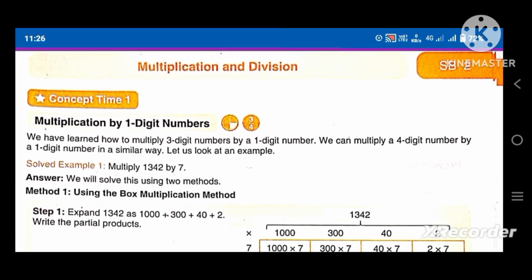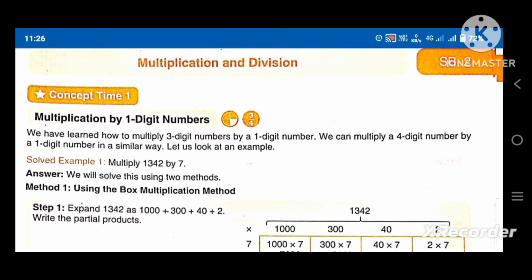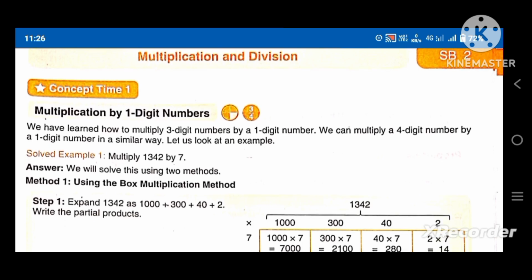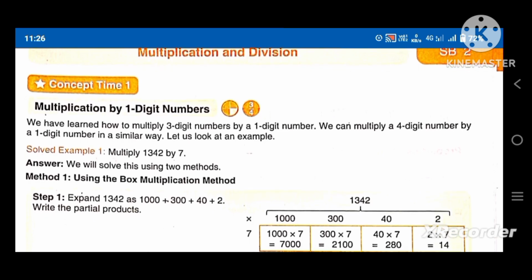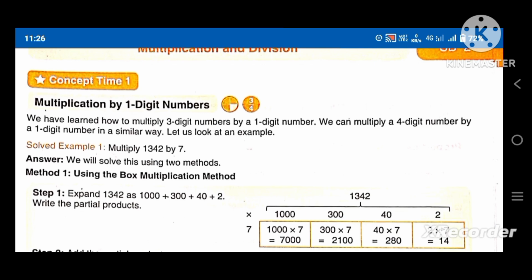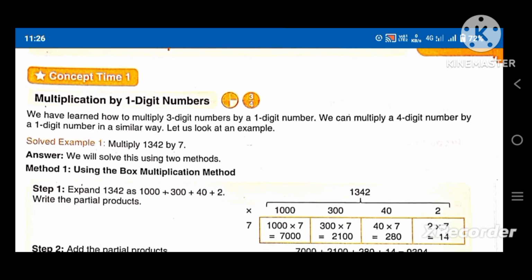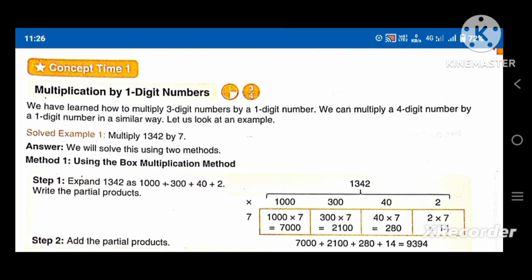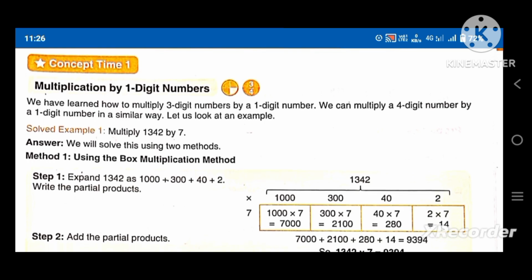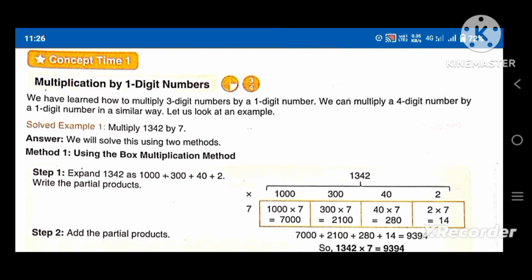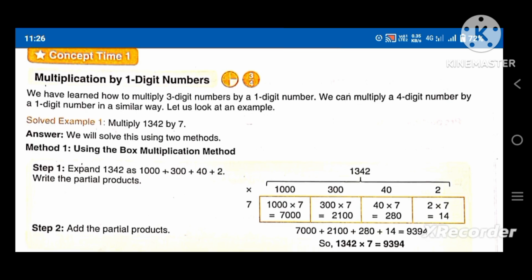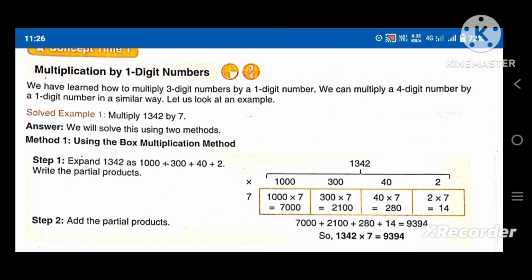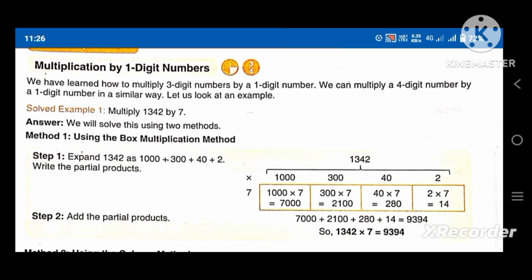Multiplication and division SB-2. Concept time 1. Multiplication by 1-digit numbers. We have learned how to multiply 3-digit numbers by a 1-digit number. We can multiply a 4-digit number by a 1-digit number in a similar way. Let us look at an example. Solved example 1. Multiply 1342 by 7. Answer. We will solve this using two methods.